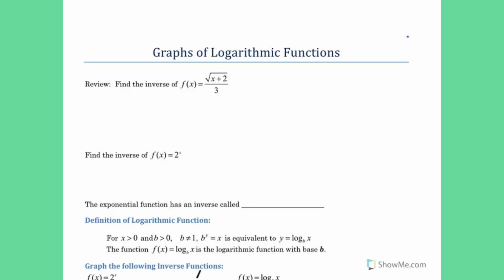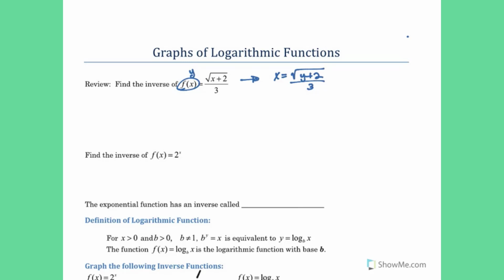Let's review how to find the inverse of a function. Recall, we replace f of x with y, and then we replace y with x and x with y. So we would get x equals the square root of y plus 2 divided by 3. And then we would solve for y.